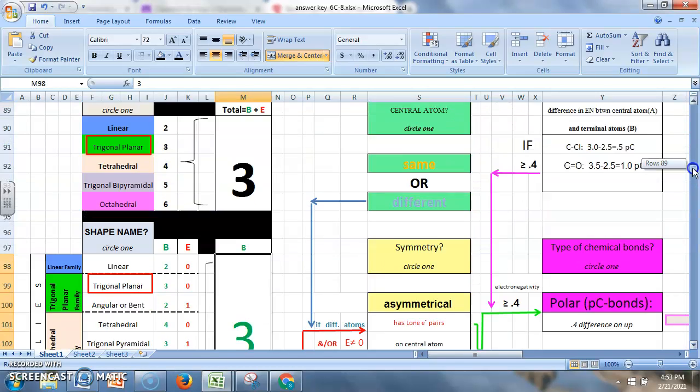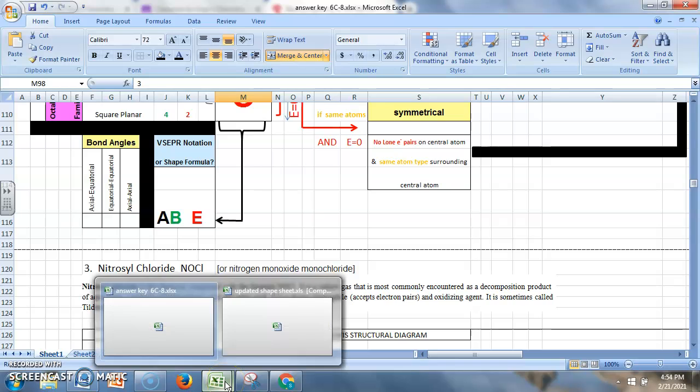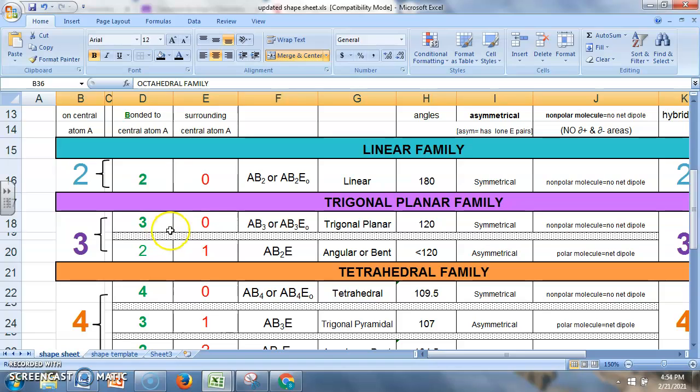When we have a planar atom, there really isn't an axial or equatorial plane. So when we have those 3 atoms and no lone pairs, the bonding angle, as it says right here, is 360. Those 3 atoms spread out evenly throughout the plane. So here's the 3, 0, trigonal planar. The bond angles are 120. It's symmetrical. Our shape formula is AB3, which is the same as AB3E0.